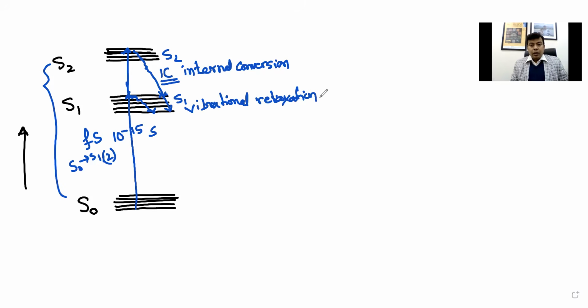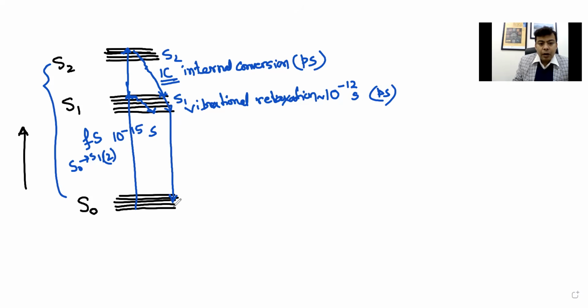So the vibrational relaxation occurs before emission of photons, because the vibrational relaxation time scale is of the order of picoseconds. Internal conversion also occurs on the time scale of picoseconds. And fluorescence occurs on a much longer time scale, that is nanoseconds. Then of course it can come back to the ground state.